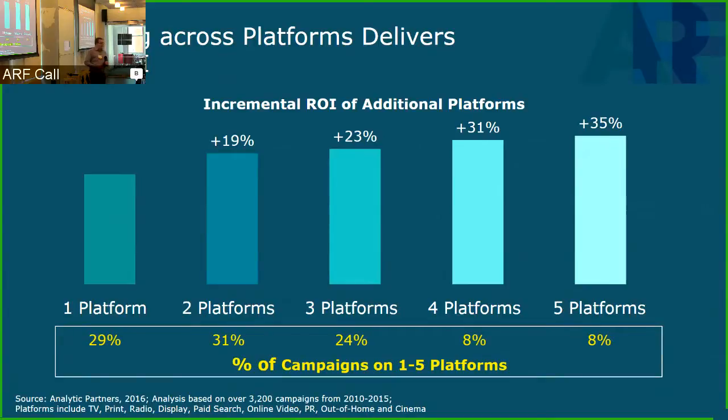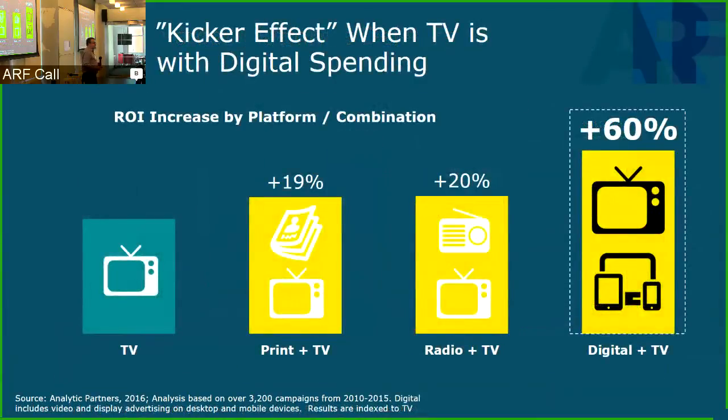And yet, when you look at how advertisers are actually spending their money, you can see, if you look at the yellow numbers here, 29% plus 31%, so 60% of campaigns are on 2 platforms or less. So that was the first big learning for us. The second big learning was around the different combinations of media, and we'll be talking about this in our panel in a little while, the different combinations of media that drive ROI. So what we found was, compared to a TV-only campaign, if you look at a TV and print campaign, it's 19% more effective on average. TV and radio, 20% more effective on average.